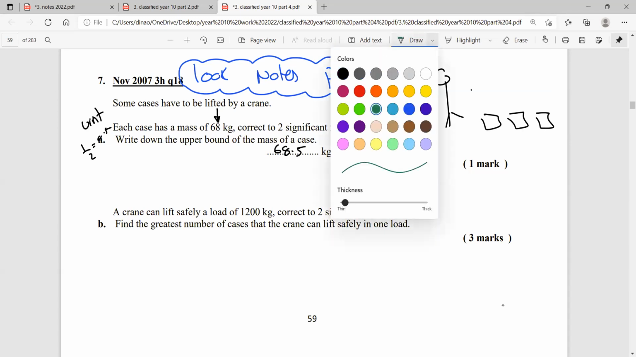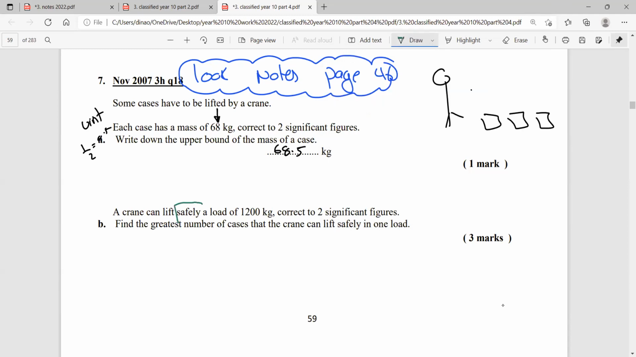Question B says a crane can lift safely. Now الكلمة دي قلبت الموازين. A load of 1200. Let's find the bounds again. 1200 corrected to 2 significant figures. Now where is the second significant figure? The second significant figure is 2. And the place value of this 2 is hundreds. So take its value, divide by 2.